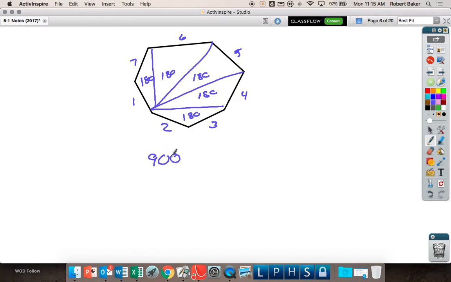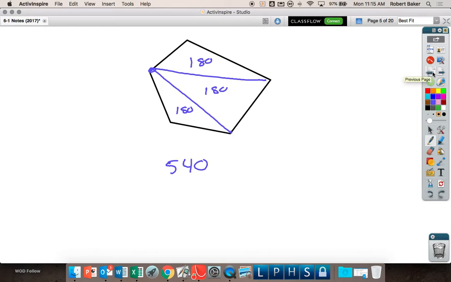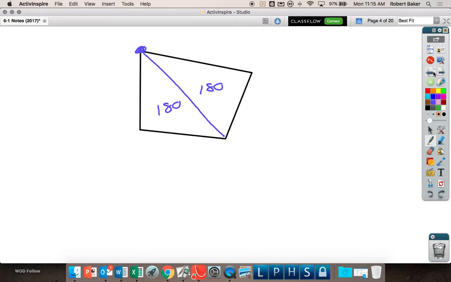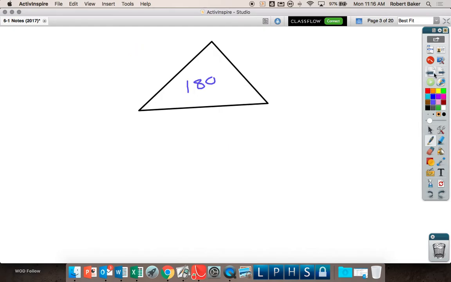Let's go back and explore something real quick. How many triangles are inside of that 7-sided figure? 5. Oh, it's always 2 less. How many triangles are inside of that 5-sided figure? 3. How many triangles are inside of that 4-sided figure? 2. How many triangles are inside that 3-sided figure? 1. Isn't that kind of weird, though? It's always 2 less triangles than the number of sides that it is.